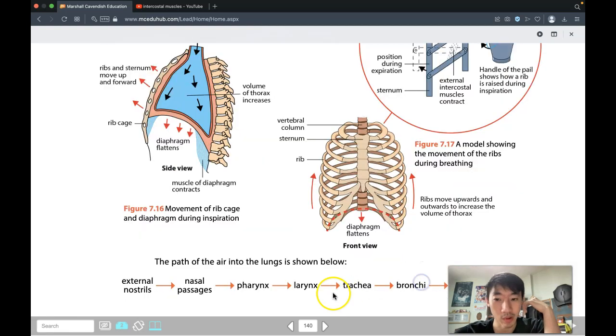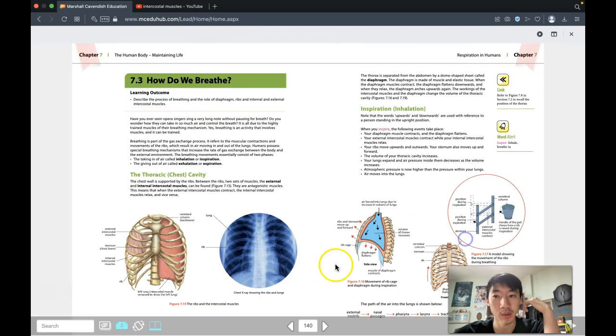Okay, just a quick summary. How does the air enter the lungs? From the nostrils, through the nasal passages, through the pharynx, through the larynx, through the trachea, through the bronchi, through the bronchioles, into the alveoli.